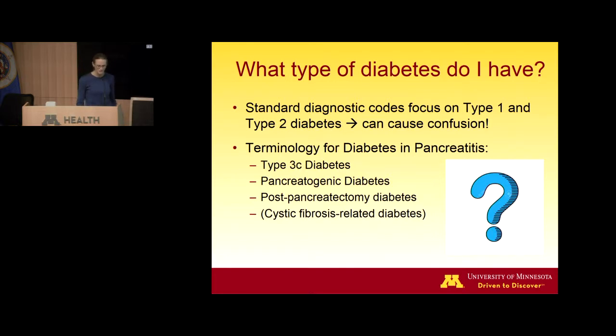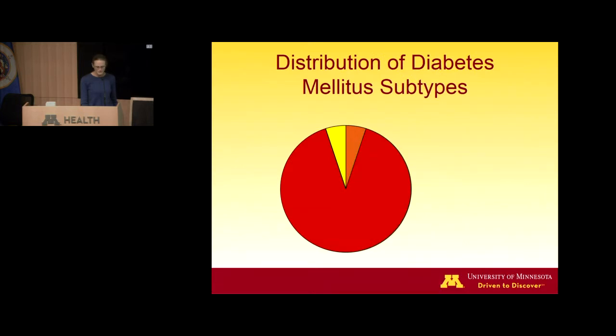Pancreatogenic diabetes is the other term that was used before type 3C, and now I see that coming back. If you've had surgery, it might be post-pancreatectomy diabetes. I use that code a lot in my population. And people who have cystic fibrosis, which sometimes can be a cause of pancreatitis, may have cystic fibrosis-related diabetes. So there is a lot of different terminology, which makes it kind of difficult.